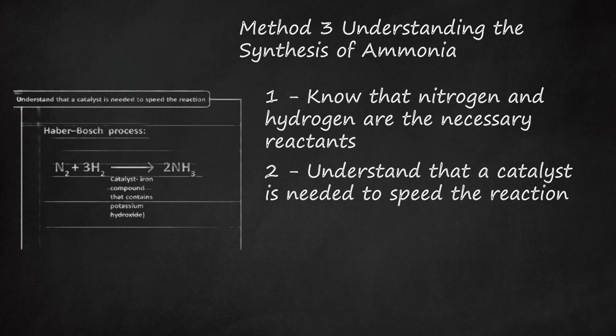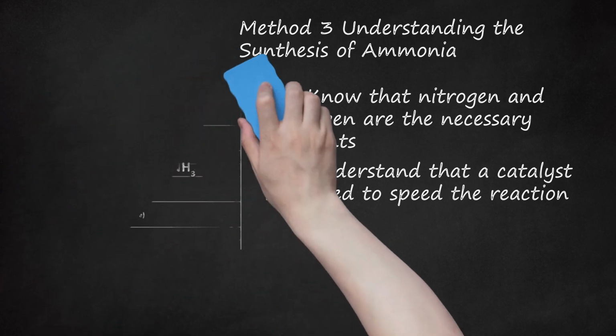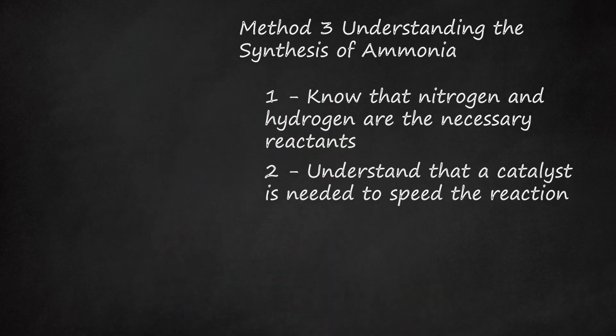In the formation of ammonia, the catalyst is an iron compound that contains potassium hydroxide. You should note that using the catalyst will only speed up the rate of the reaction, and will not increase the overall percentage of ammonia that is formed in the end.